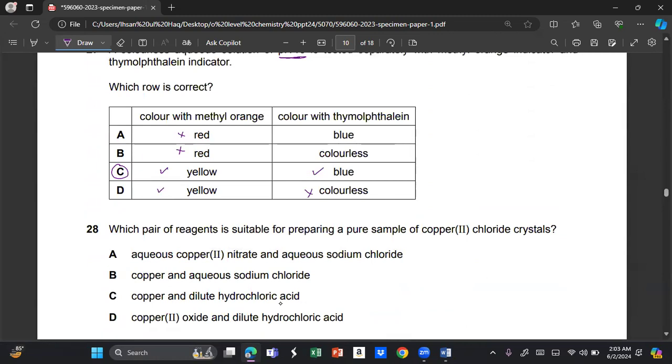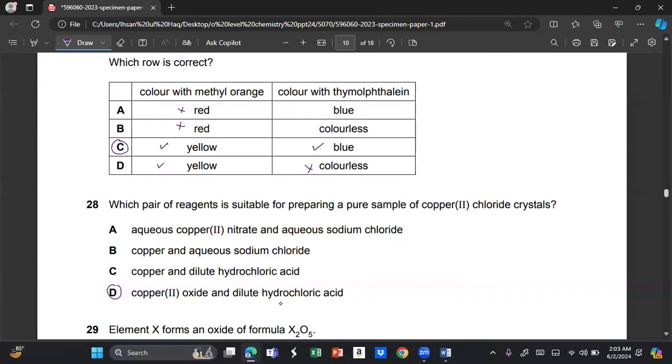Question number 28. Which pair of reagents is suitable for preparing a pure sample of copper 2 chloride crystals? You must keep in mind this is a soluble salt. And what are the options? Aqueous copper nitrate and aqueous sodium chloride, no. Copper and aqueous sodium chloride, no. Copper and dilute hydrochloric acid, no. Copper 2 oxide and dilute hydrochloric acid will give us copper 2 chloride. Option B is 100%.